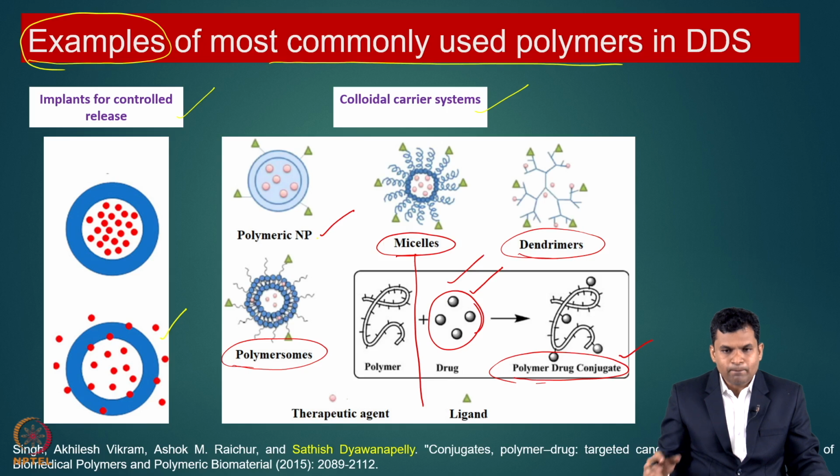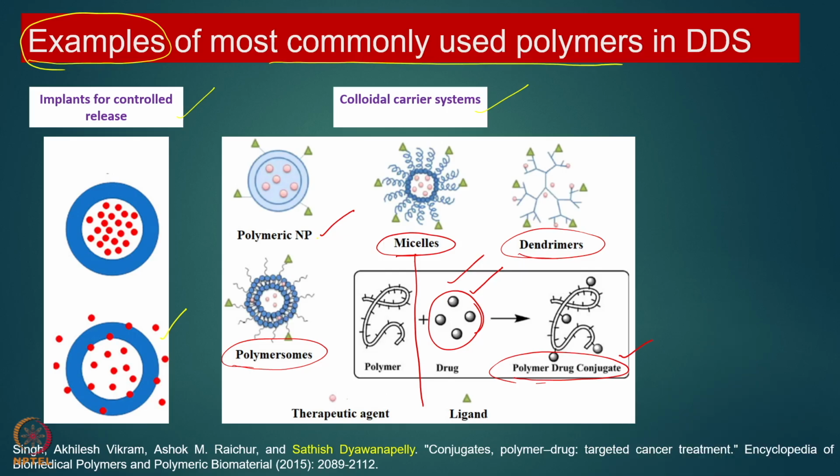Not only limited to drugs, the same kind of polymers, like positively charged polymers such as chitosan and poly-L-lysine, can be used to complex biological molecules like siRNA and DNA, and we can deliver them for intracellular drug delivery, for gene delivery.